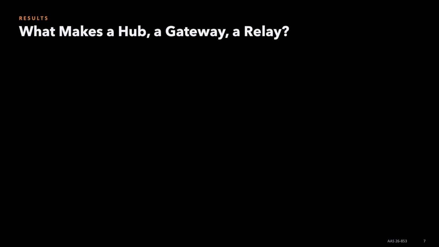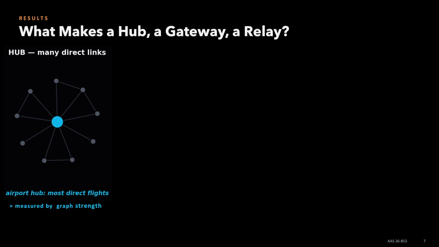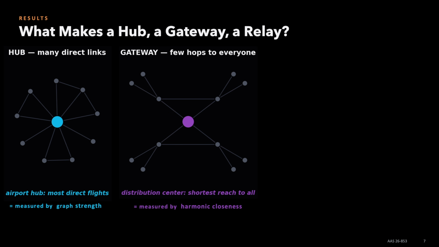So what do we mean by hub, gateway, and relay? A hub is like an airport hub. Many inexpensive direct connections. We measure it with graph strength, which weights cheap links more heavily. A gateway is like a distribution center. It may not link to every destination, but it reaches the whole network at low cost.